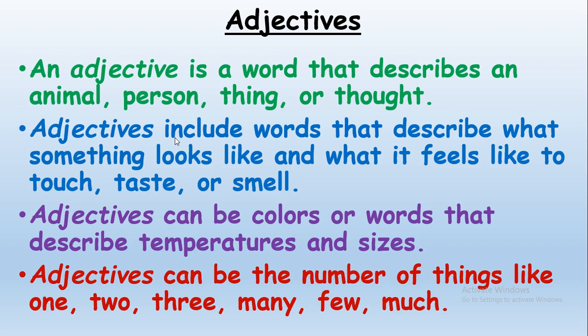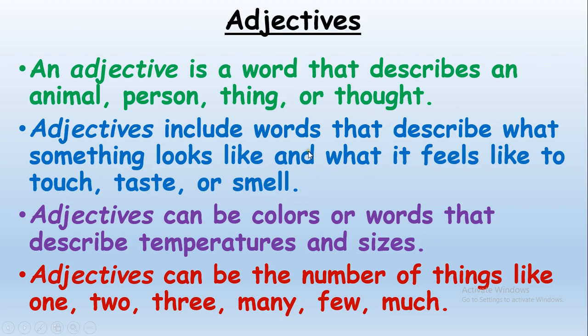So what can we describe with adjectives? We can describe an animal, person, thing, or thought. So if you want to describe an animal, you say swift cheetah. If you want to describe a person, for example, beautiful Marah. If you want to describe a thing, round, shaped, or is it straight or whatever. Or if you want to describe a thought, you say such a brilliant idea or such a clever idea.